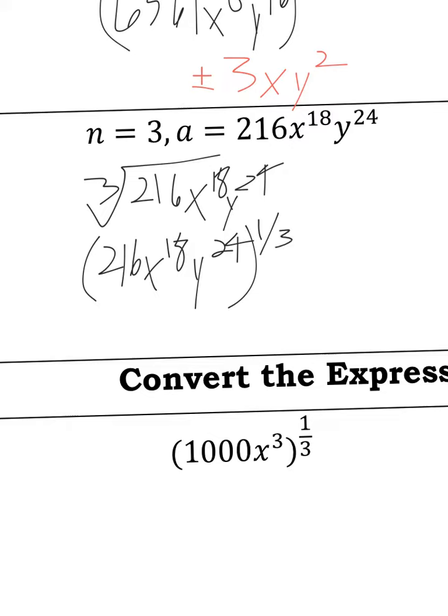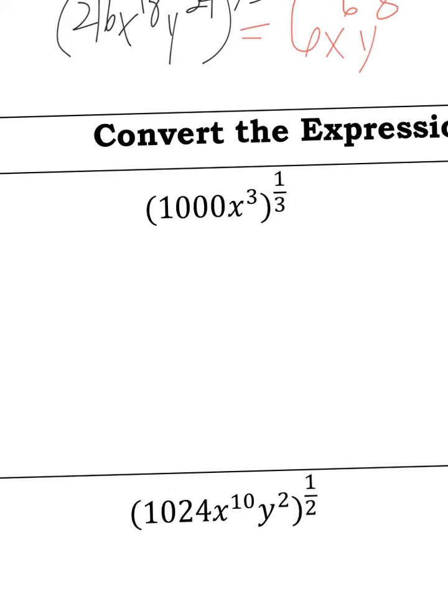Okay, so the third root of 216, and then divide the x to the 18 by 3, y to the 24th, divide that by 3. And you'll get 6 times x to the 6th times y to the 8th for your final answer. Okay, again, no plus or minus because n equals 3, that's an odd number.